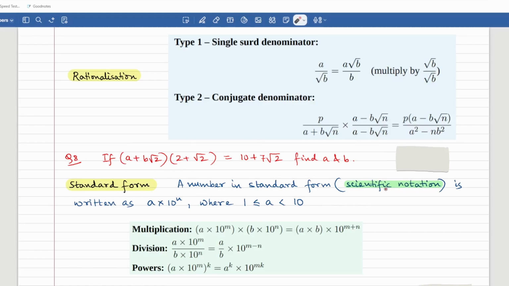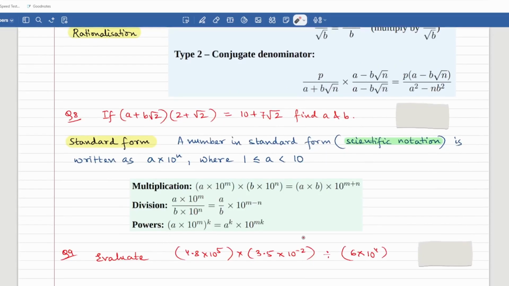The standard form of a number is also known as its scientific notation, and it is written as a into 10 to the power n, where a should be between 1 and 10. Notice that there is no equality sign when we are dealing with the 10 on the right hand side. Okay, when you multiply numbers in the standard form, take care of the constant part separately and multiply the powers separately. That will make your calculation easier. Same with division as well as powers. When these products a into b or a to the power k exceed 10, you can bring out one 10 from here and put it in the collection of 10 powers.